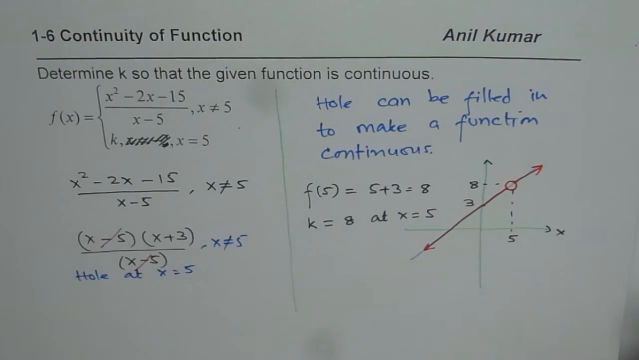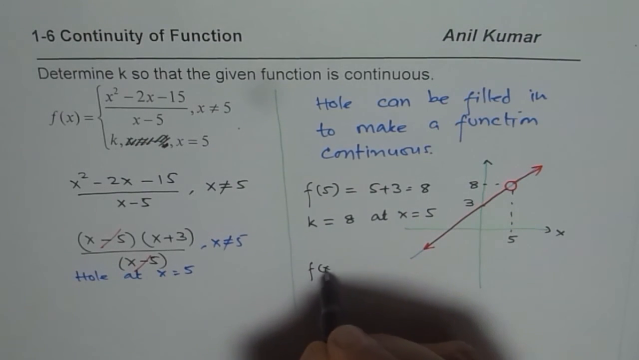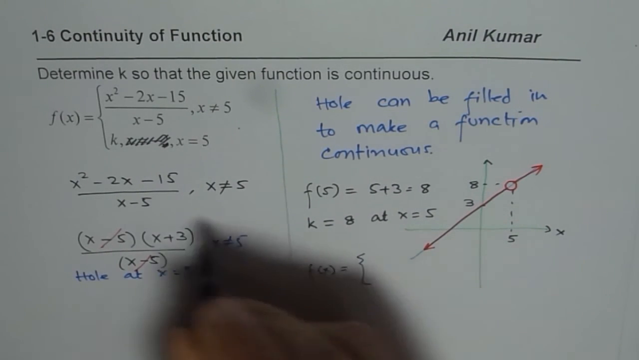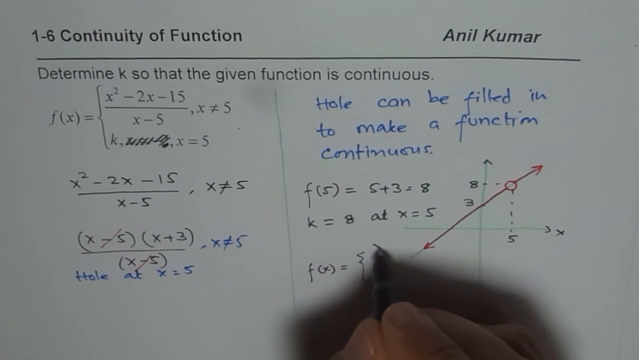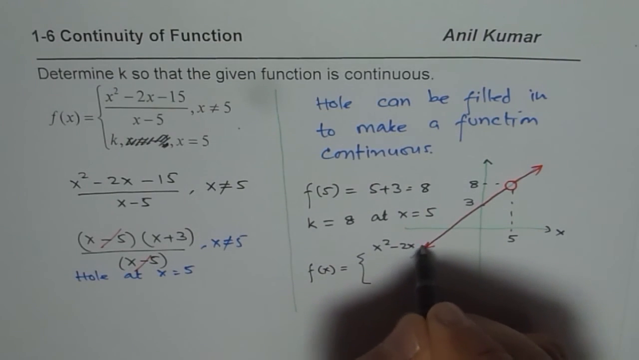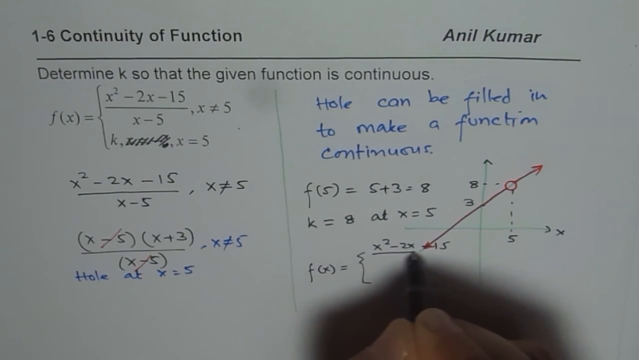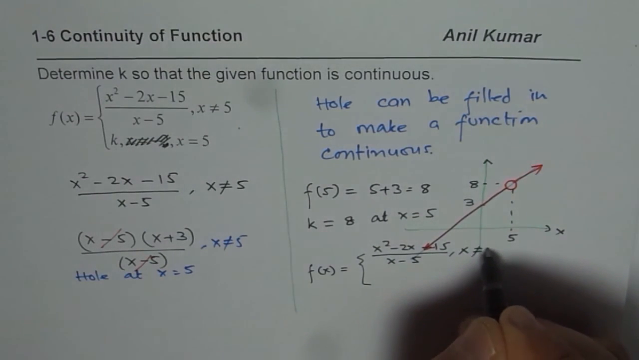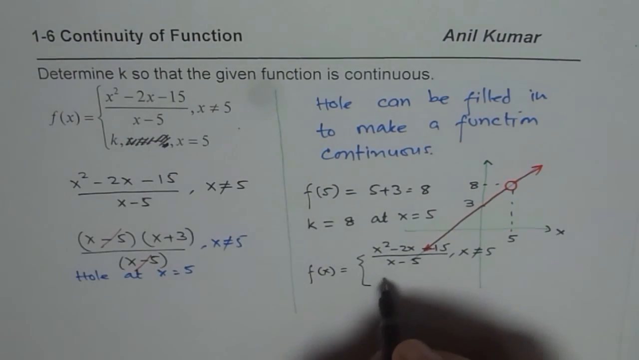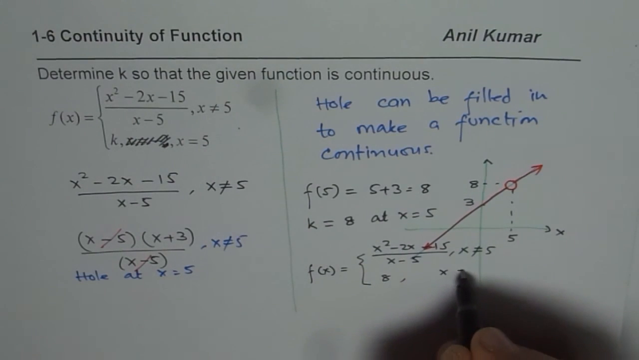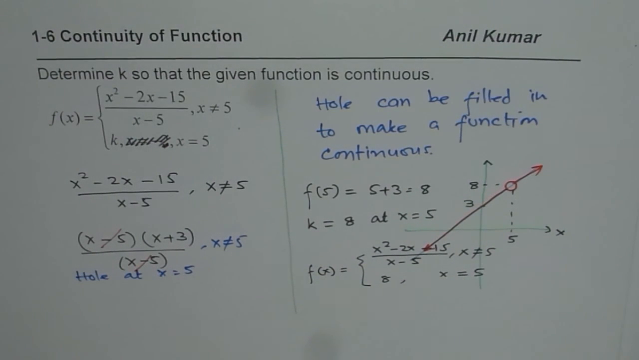And now I can redefine my function. My function will be f of x equals the original function, x squared minus 2x minus 15 divided by x minus 5 for x not equal to 5, and k will be equal to 8 for x equals 5. So that is how such questions should be answered.